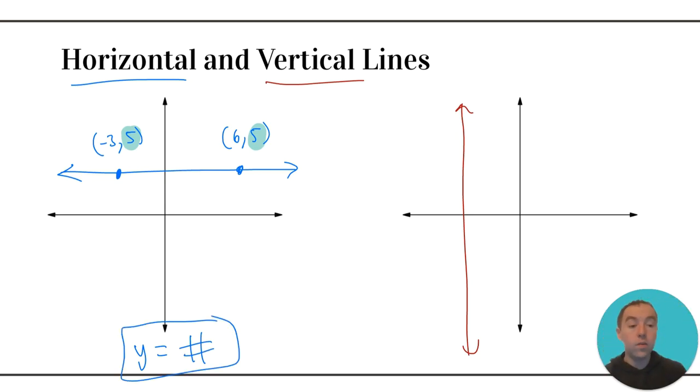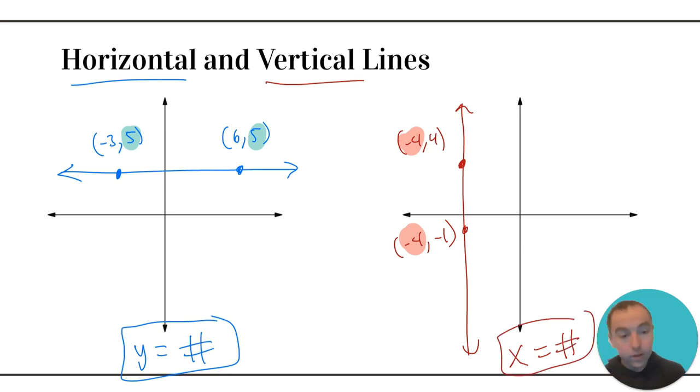For vertical lines, if this right here was say (-4, 4), and then this point right here was like (-4, -1), you'll notice that actually all of the x-coordinates are going to be the same for any vertical line. And so because of that, x equals a number is always an equation for a vertical line. Okay, so let's see how that pans out right here.